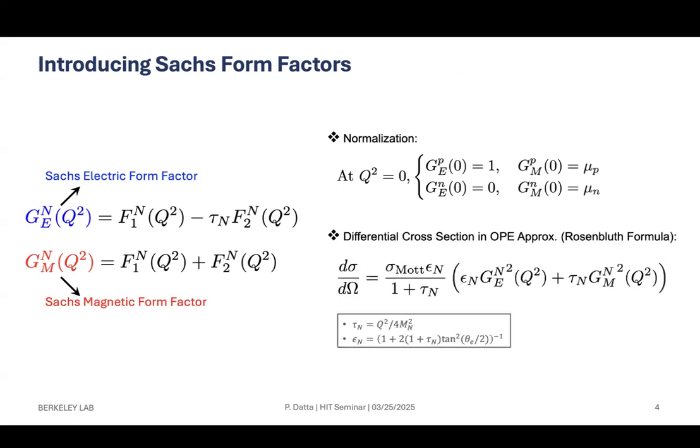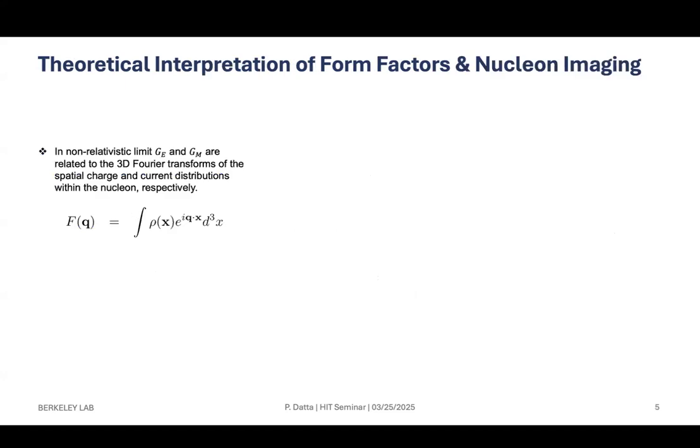In terms of GE and GM, the differential cross-section for the elastic electron nucleon scattering in the one photon exchange approximation takes this form, also known as the Rosenbluth formula. One advantage of GE and GM you can immediately see is that in this expression for the differential cross-section, we don't have any cross-term involving the form factors. Another advantage is that in the non-relativistic limit, GE and GM have well-defined meaning: they relate to the 3D Fourier transform of the spatial charge and current distributions within the nucleons.